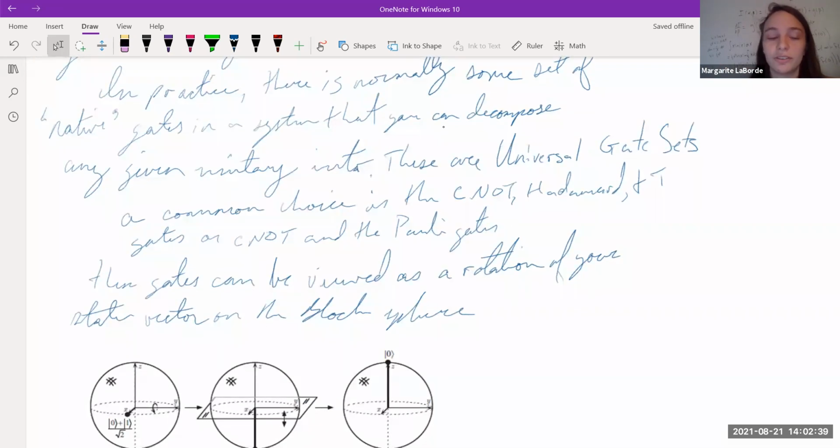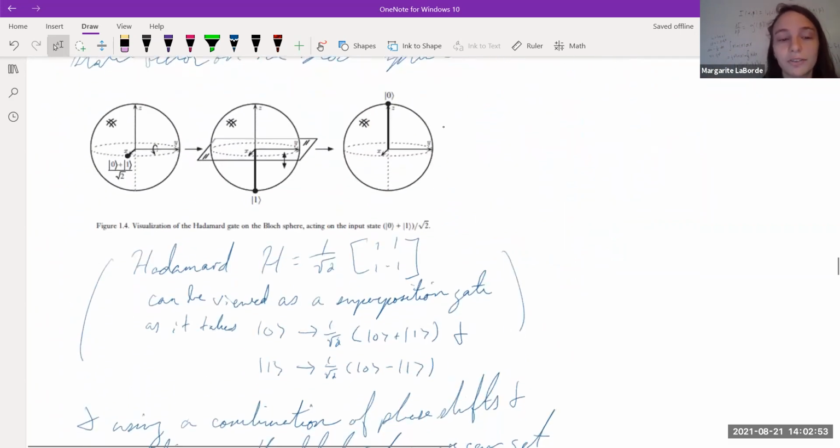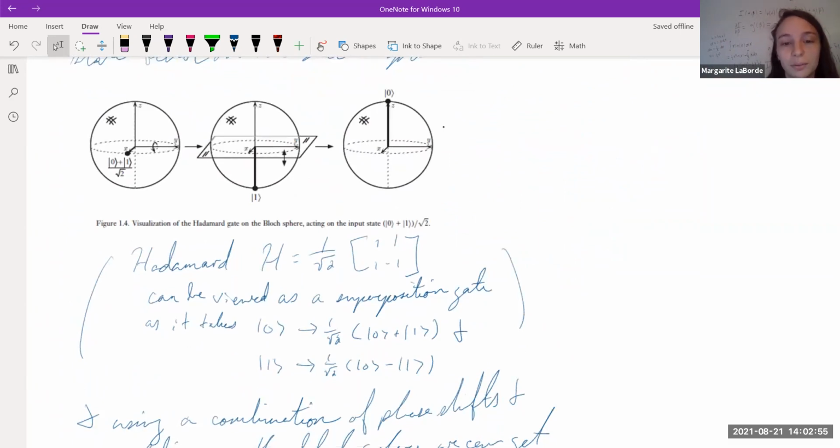Another common choice is CNOT and the Pauli gates. The Pauli gates can be viewed as rotations on your Bloch sphere. Actually, all of them can be viewed as rotations of your state vector on your Bloch sphere, which is what was trying to be visualized here.